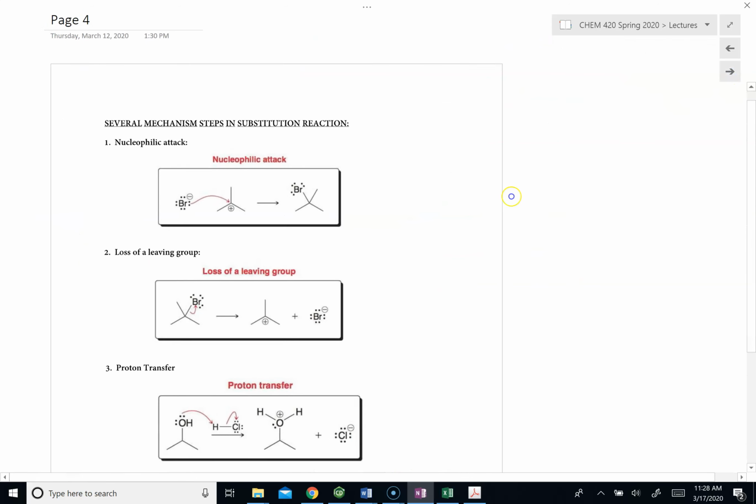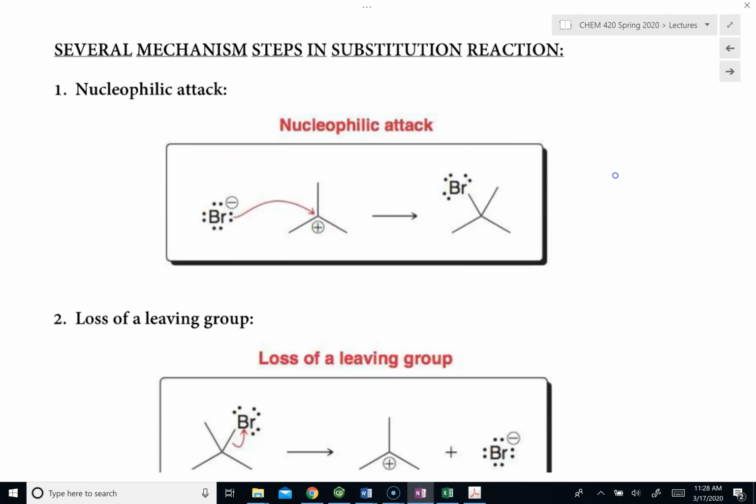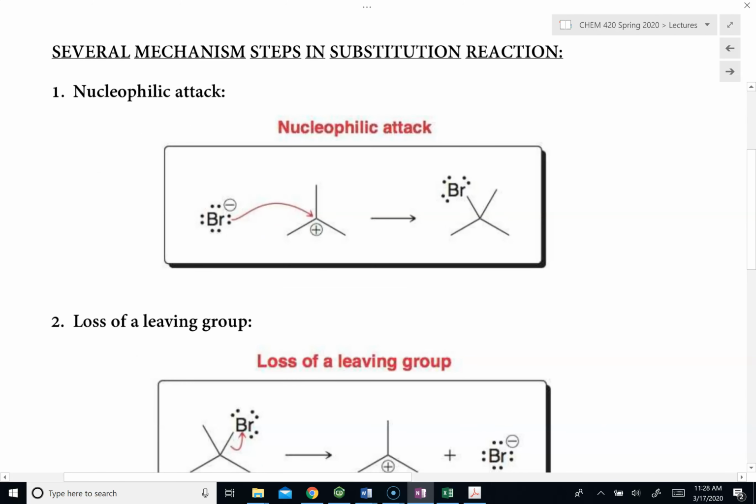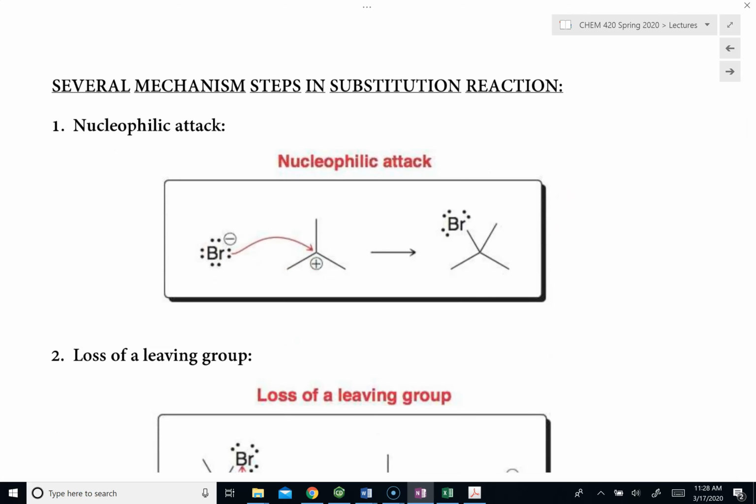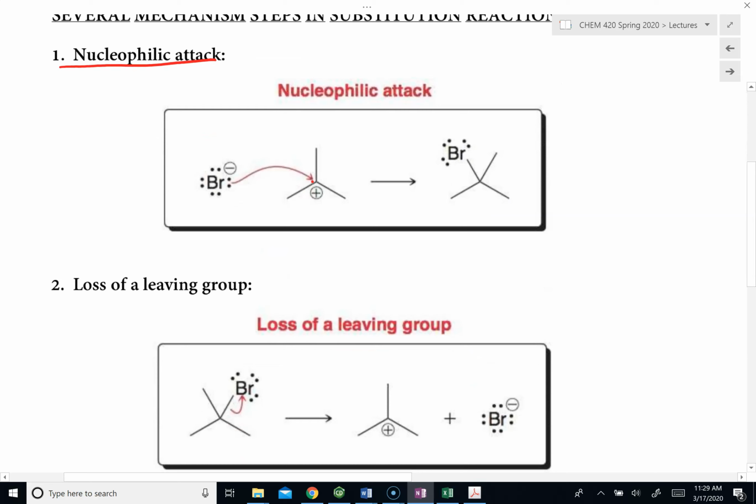Now, this is a summary of the different types of steps that can happen in a nucleophilic substitution reaction. And we have discussed this in the previous lecture already. So it's very important that you are able to name each of these and recognize what is happening in each of these steps. So first, a nucleophilic attack, again, as a reminder to all of you, is the step where we have a nucleophile coming to attack an electrophilic carbon. So this is called the nucleophilic attack. In this case, this is our nucleophile, and this is our carbon.